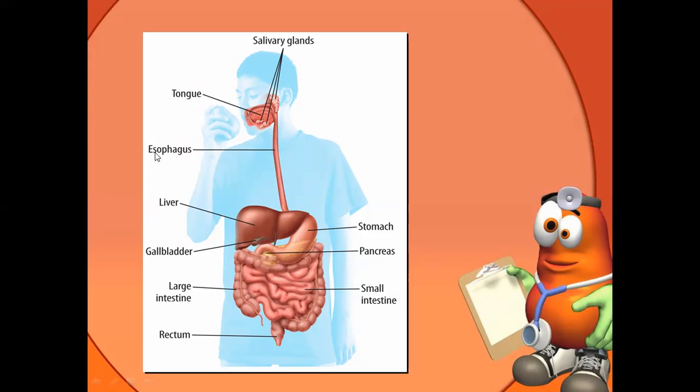And then followed by the esophagus, then stomach, small intestine, then large intestine, and rectum, and at the end, the anus. And we have here the liver, and this is the gallbladder, and below the stomach we can see this pale color, this is the pancreas. It looks like a plant leaf.